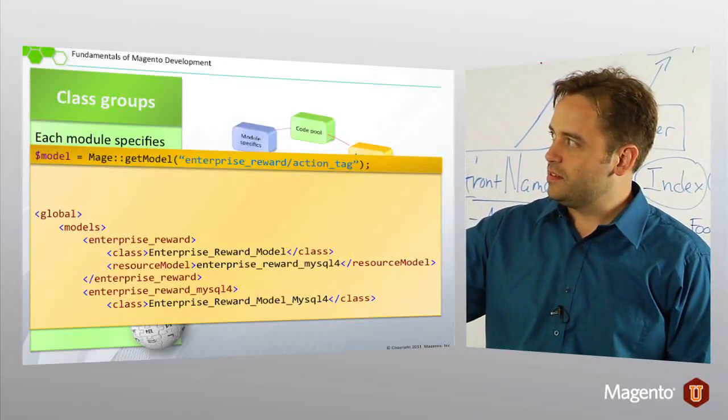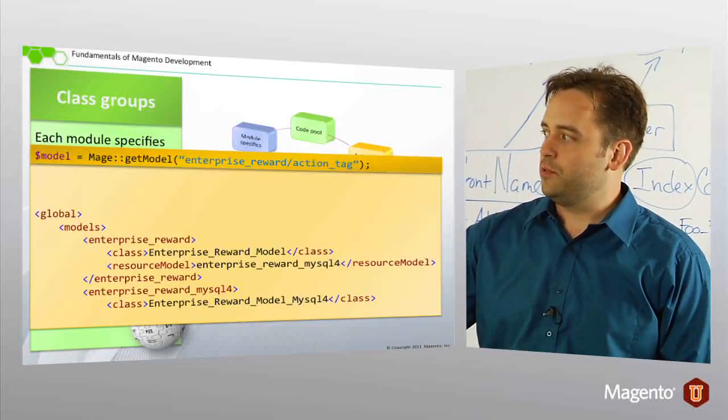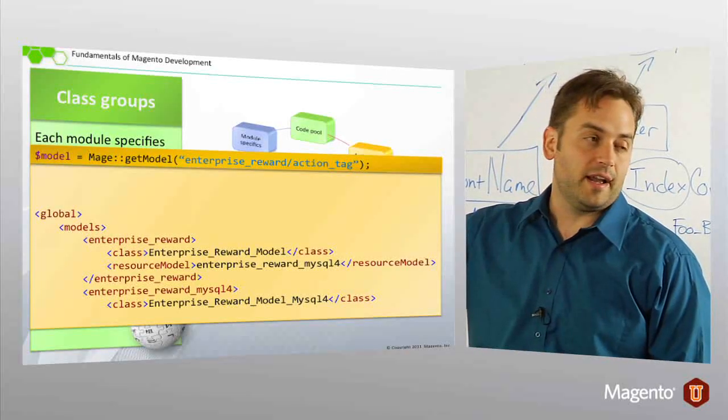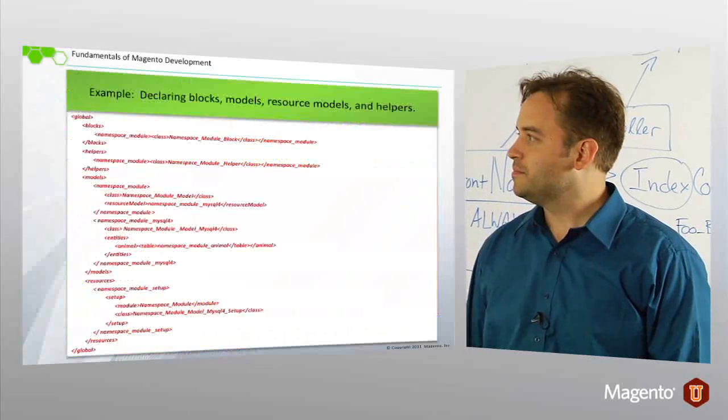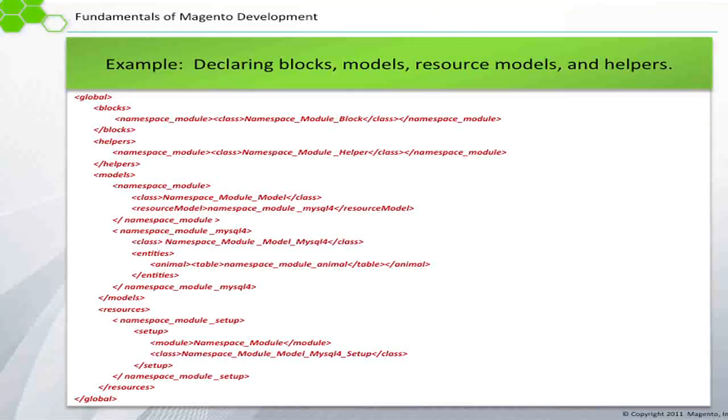And again, the system uses this to look up this node, and then in this node, finds this class node, uses this value, tries to load the enterprise reward model action tag. Okay? Yeah, this one may be a little bit hard to read up here, but should be legible in your book. We put this all in one slide just to show you once again the pattern that exists. You have global, blocks, helpers, models, and directly under blocks, directly under helpers, directly under models is where you declare your class group. In this case, it's just generically referred to as namespace_module. And then that is connected to the file system via this class node.